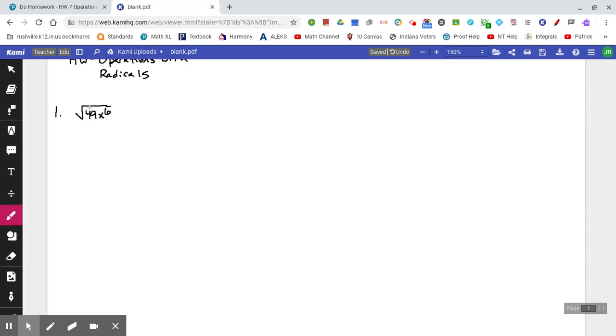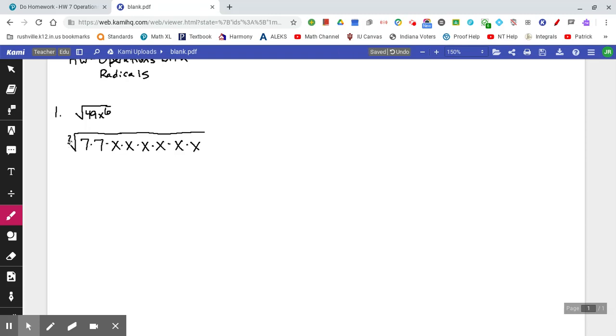So here we have the square root of 49x to the sixth power. I'm going to break this down. Instead of writing this as the square root of 49, I'm going to rewrite 49 in prime factorization as 7 times 7, and then x to the 6, which really means x times itself 6 times. So 1, 2, 3, 4, 5, 6. Okay, so this is a square root. The index isn't given, and so that means it's an implied 2.